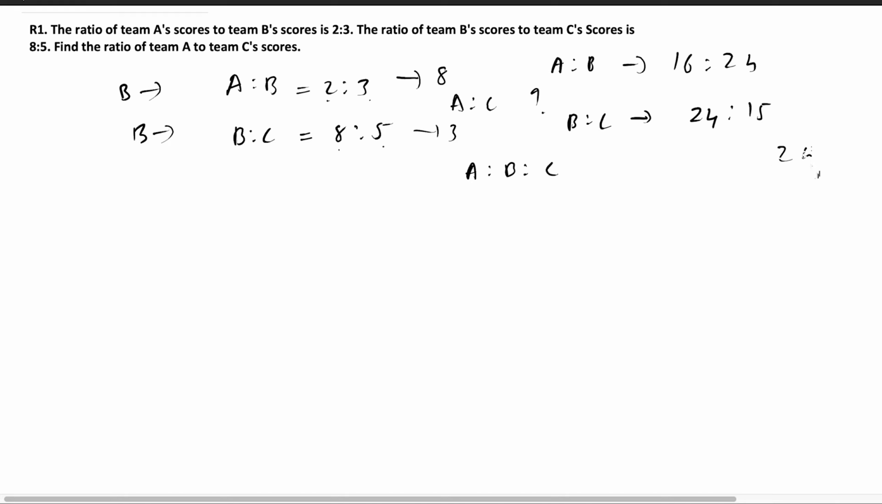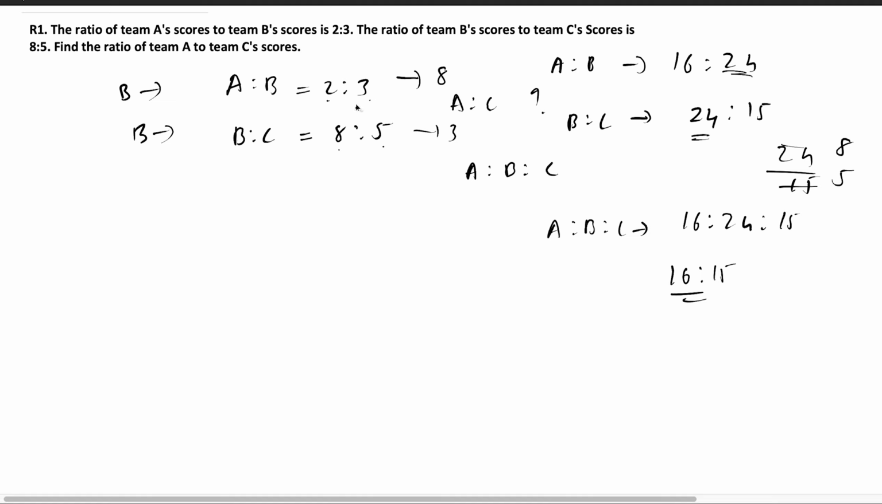We are multiplying by 8 and 3 to make these parts equal. All you have to do is club it together. So A is to B is to C will be 16 is to 24 is to 15. So the ratio of team A to team C score will be 16 is to 15. This is the first method to solve this problem. All you have to do is find these parts, 3 and 8, find the LCM which is 24, and multiply both ratios with 8 and 3. You will get the final answer as 16 is to 15.